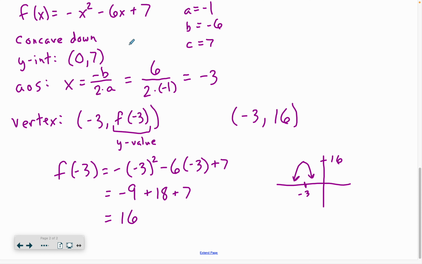So that's finding some of the important features from standard form. We'll do x-intercepts later, but you should be able to sketch a graph, be able to get concavity and y-intercept very easily. Axis of symmetry is going to take time with that equation, and then the vertex is just going to be remembering the function notation that we've learned earlier this year.